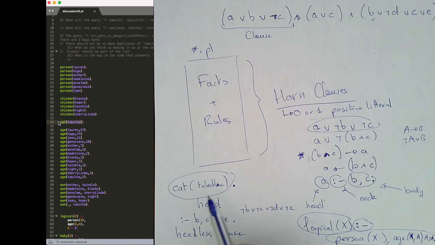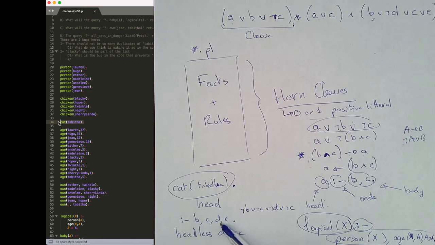Just the same way that you can read this as, well, it's the head, so there is no body, so there is no if condition. It's not A if B and C. It's just A is true. Tabitha is a cat. That's just true. There's no condition for it. Here it's kind of the opposite. It says, I'm giving the condition for what?